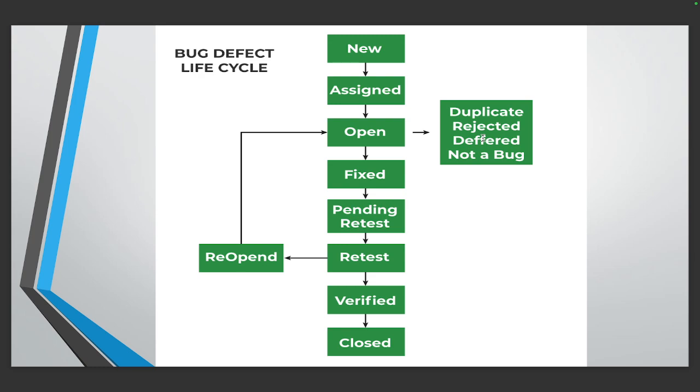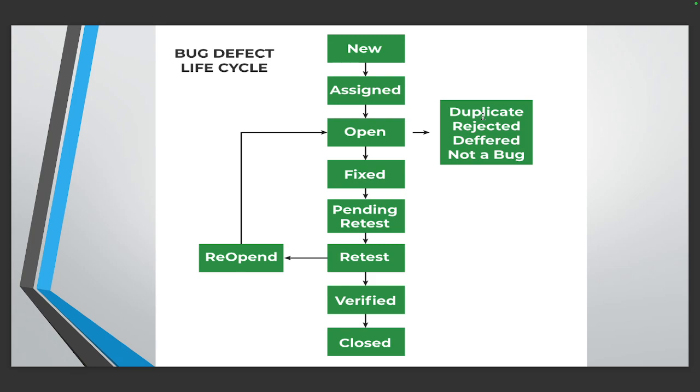Duplicate. Sometimes it may happen that the defect is repeated twice, or the defect is the same one that was marked before or added before. So it will be marked as duplicate. Not a defect. If the defect has no impact or effect on other functions of the software, then it will be marked as not a defect and it will be rejected.